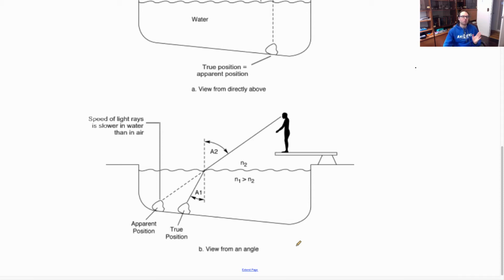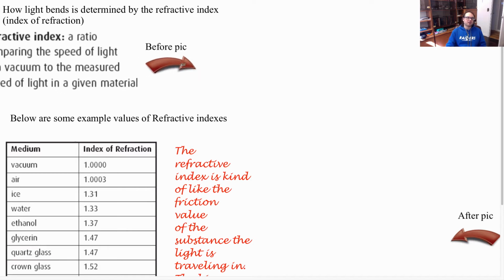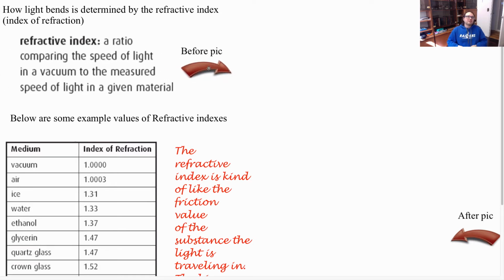Some things will move it towards the normal. Some refractive indexes will move it away from the normal. And we're going to find out more about that in the next slide. So, how light bends is determined by the index of refraction. Refractive index is a ratio comparing the speed of light in a vacuum to the measured speed of light in any given material.